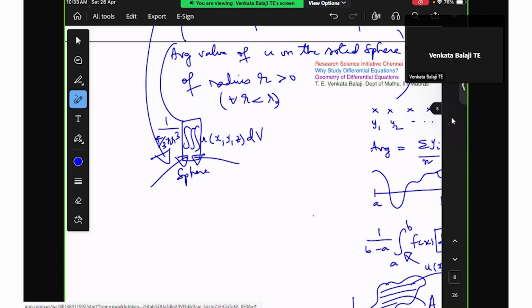It's like a partial integration. So what's the difference then between partial integration and this double integration? My question is, if this is like partial integration, then what's the difference between partial integration and doing double integration or triple integration?